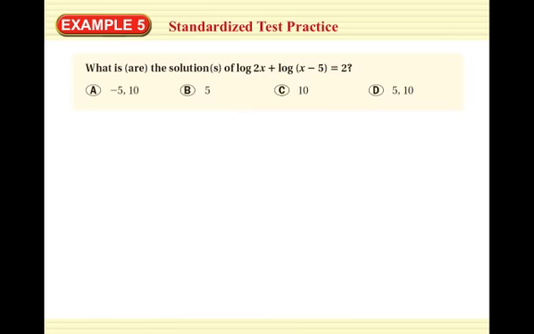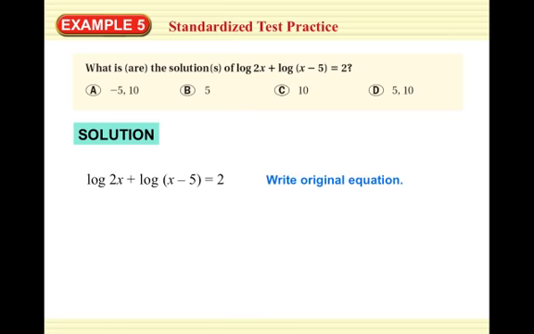All right, standardized test practice. What is or are the solutions of common log of 2x plus common log of x minus 5 equals 2? All right, we're going to write the original equation. Now to use either method, whether we're going to equate logarithms or we are going to exponentiate both sides, we have to have single logarithms on either side of the equation. So we need to condense common log of 2x plus common log of x minus 5. So that's going to give us common log of the product 2x times x minus 5.